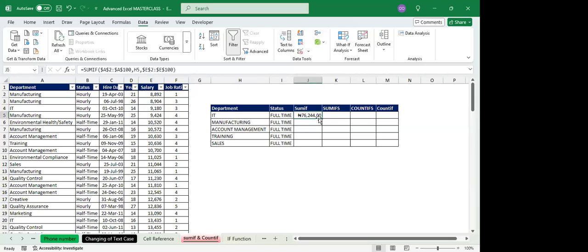Now, if I drag it down, it's going to pick it for all of them. So it has picked for the manufacturing department. It has picked for the account management department. For the training department. And for the sales department. So this is SUMIF. Only this criteria here is what I am using to sum.